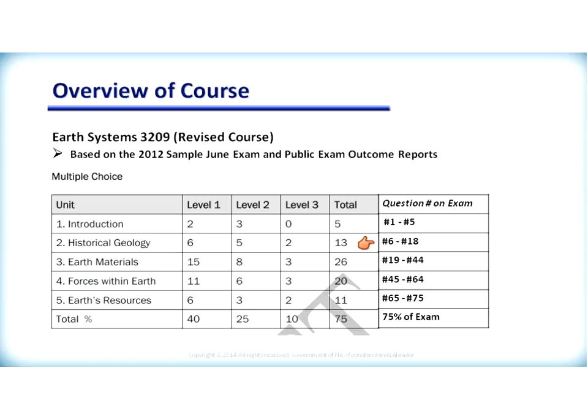Unit 3, Earth's Materials, will contain 26 multiple choice in total, and these range from numbers 19 through 44 on your exam. Unit 4, Forces Within Earth, would have 20 multiple choice, and they cover numbers 45 to 64 on the exam. And the final unit, Unit 5, Earth's Resources, would contain 11 multiple choice, and they range from numbers 65 through 75 on the exam. So when you add all 5 units together, 75% of the exam is multiple choice.